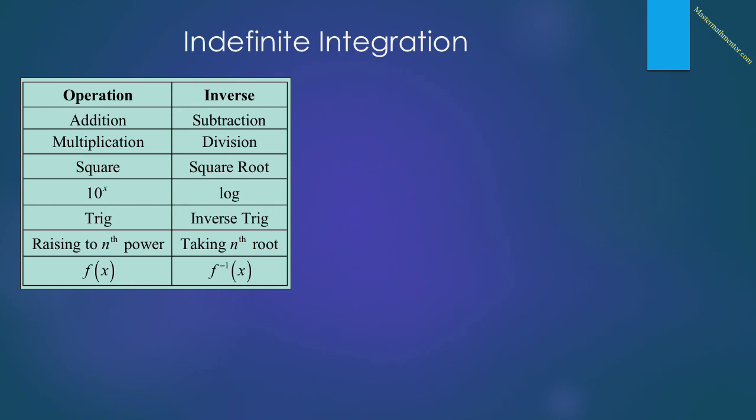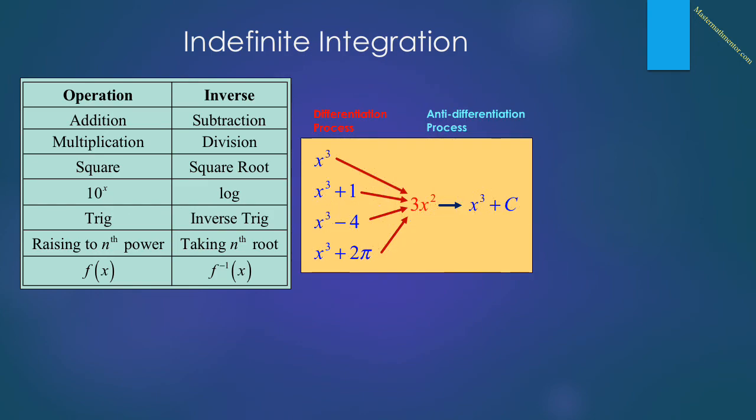Trig and inverse trig, raising an expression to the nth power, taking the nth root, were all operations and inverse operations. F of x and f inverse of x are inverses to each other. Let's continue the pattern. We've spent the entire first half of the course learning about the differentiation process. So let's now talk about the anti-differentiation process, which should undo the process of differentiation.